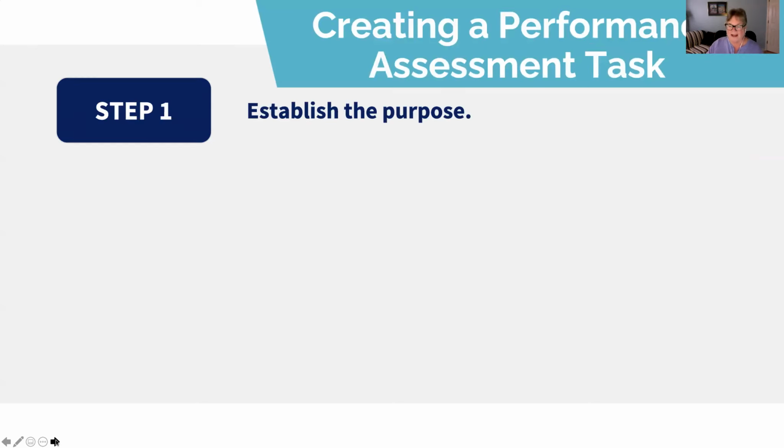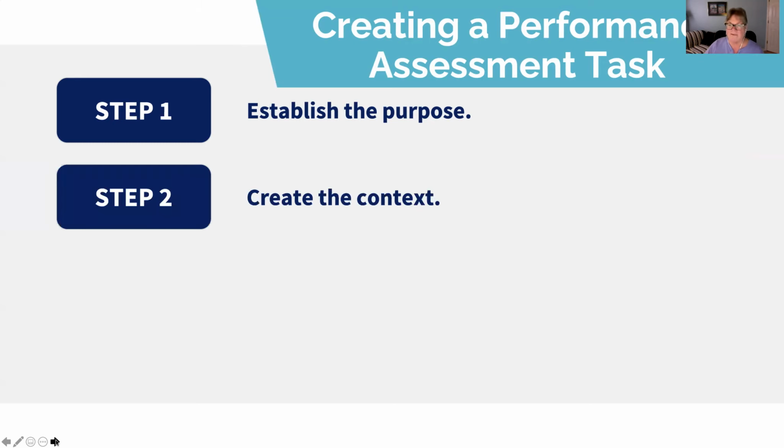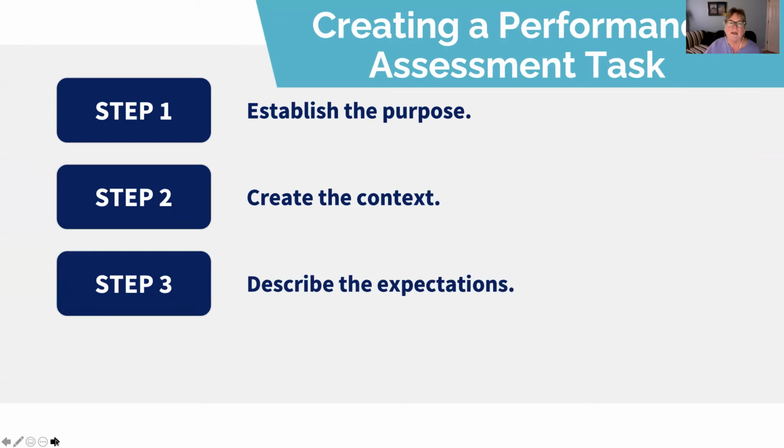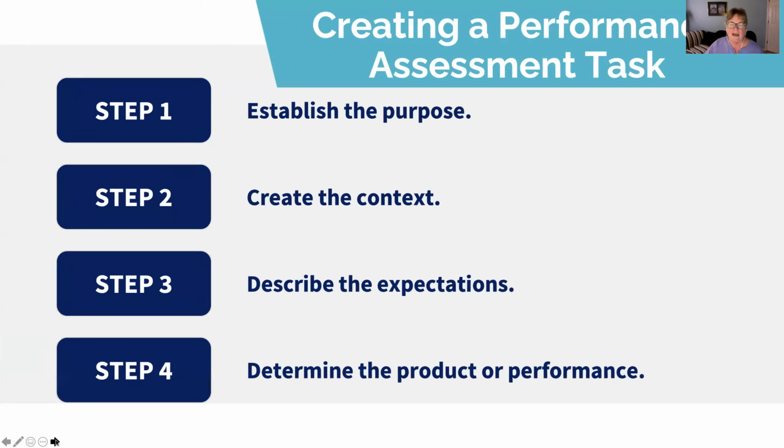In order then to write the actual task, it's a 4-step process. You think about the purpose, you create the context for the task, which really is created within that curriculum overview, the theme of your unit. You describe the expectations, maybe not in every detail, but kind of what you expect students to do to achieve success. And you imply or give a brief description of the product or performance that is going to be the evidence for this particular task.